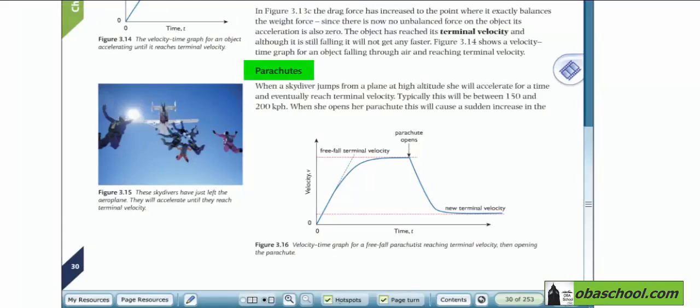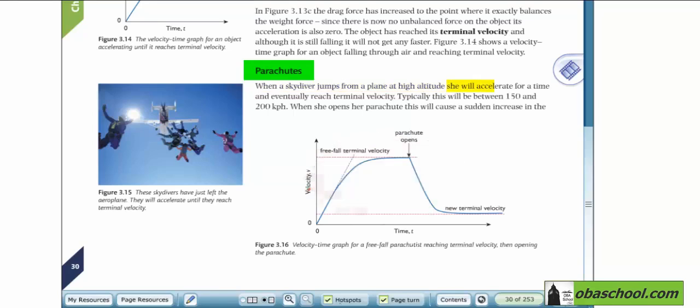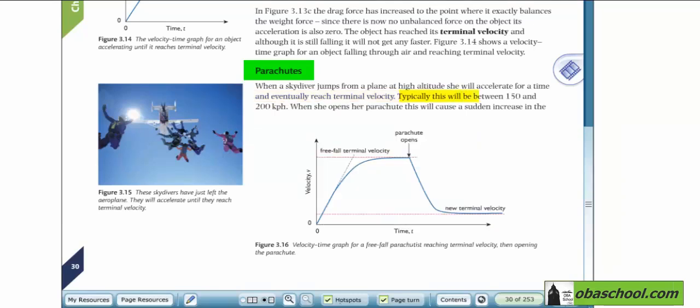In this tutorial, we'll learn about the effect of drag on terminal velocity using a skydiving activity, which involves the parachute. When a skydiver jumps from a plane at a high altitude, she will accelerate for a time and eventually reach terminal velocity. At terminal velocity, drag and weight are balanced forces, as we said in a previous tutorial. Typically, this will be between 150 and 200 km per hour.